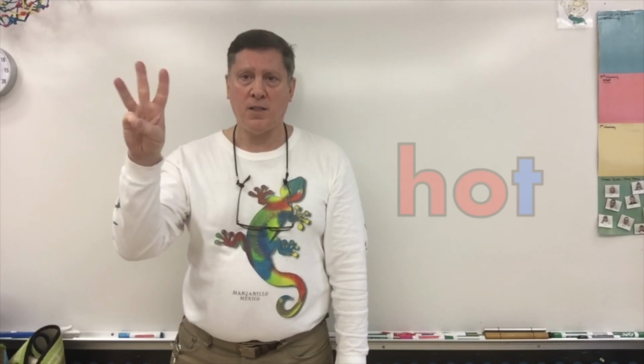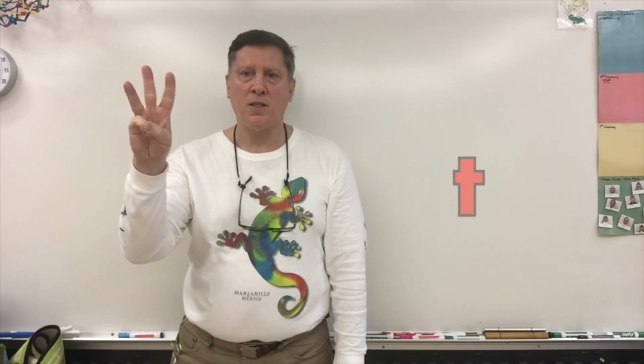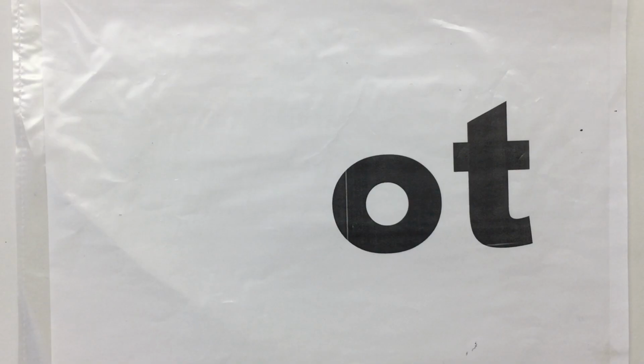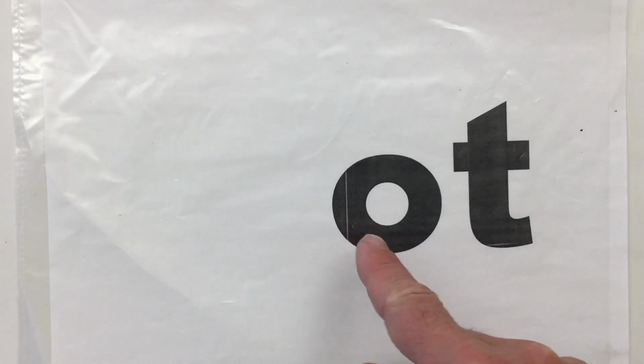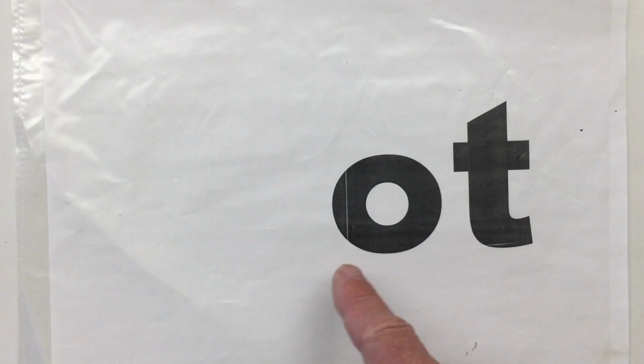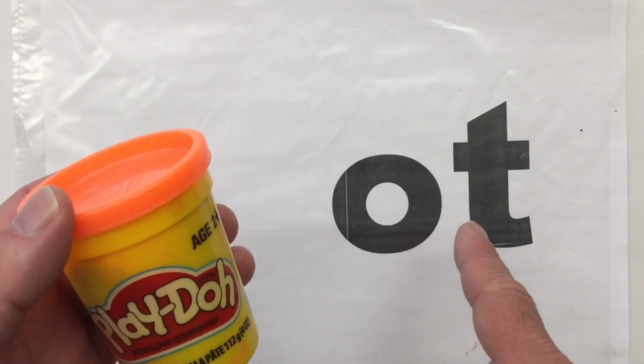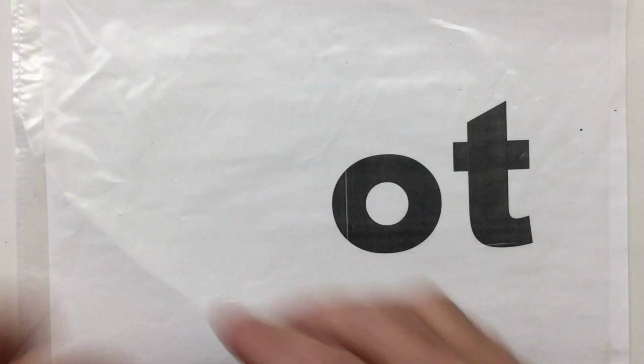Hot. Ought. Hot. One last time. Hot. Ought. Hot. All right, keep practicing. Today's spelling ending is O-T. That makes the sound ought. I've got my Play-Doh. Let's cover these letters and start making some words.